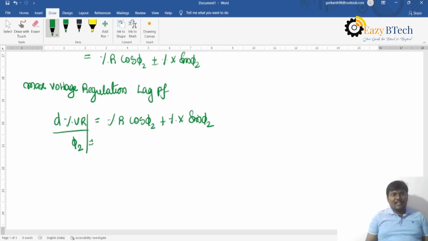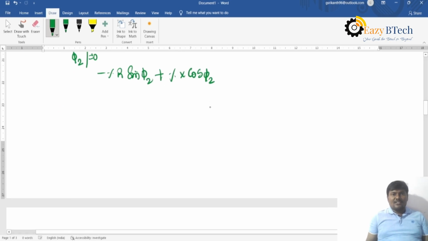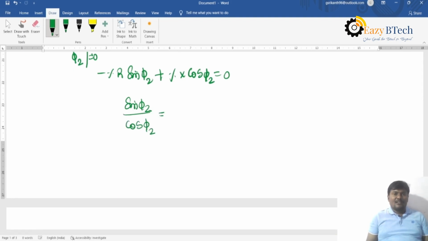with respect to power factor angle and make it equal to 0. This is percentage R; differentiation of cos phi2 with respect to the power factor angle is now minus sin phi2, plus percentage X cos phi2 is equal to 0. So from this, sin phi2 by cos phi2 is equal to percentage X divided by percentage R, that should be equal to X02 divided by R02. This is tan phi2.